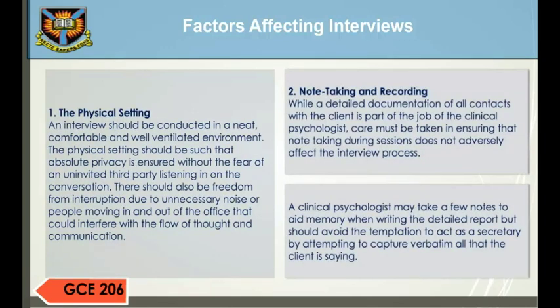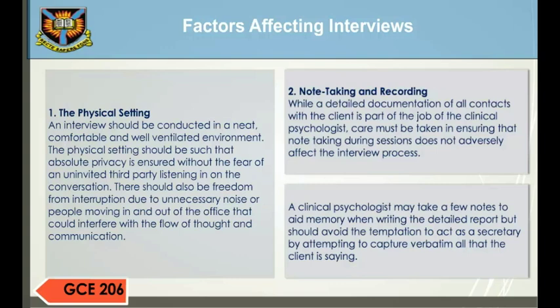1. The physical setting. An interview should be conducted in a neat, comfortable, and well-ventilated environment. The physical setting should be such that absolute privacy is ensured without the fear of an uninvited third party listening in on the conversation. There should also be freedom from interruption due to unnecessary noise or people moving in and out of the office that could interfere with the flow of thought and communication.